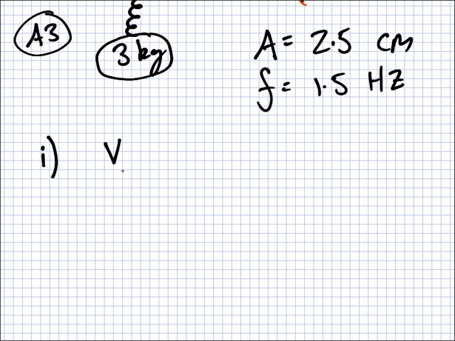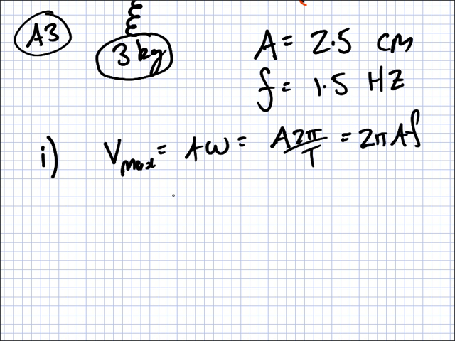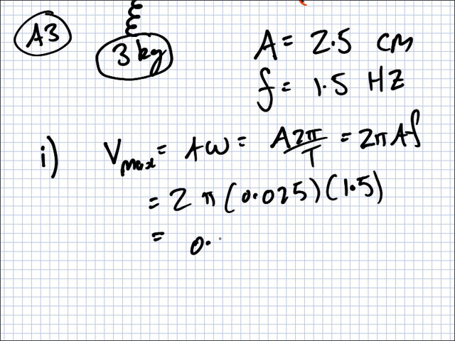The maximum v? Very good. A omega. Do we know omega? We can know it. Omega is 2 pi over T. Do we know the T? We can know it. It's 1 over f. So it's 2 pi A f. So that would be 2 pi times 0.025 times 1.5. Do you have that? It looks like you do. 0.236. Okie dokie.